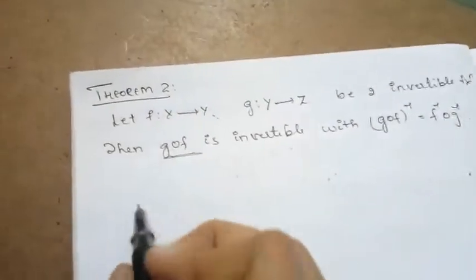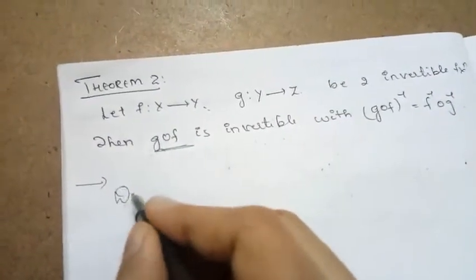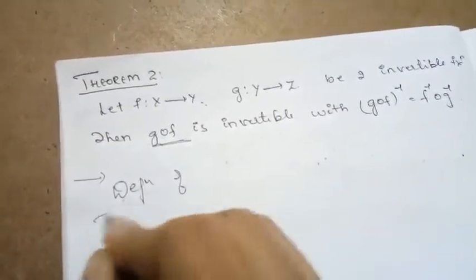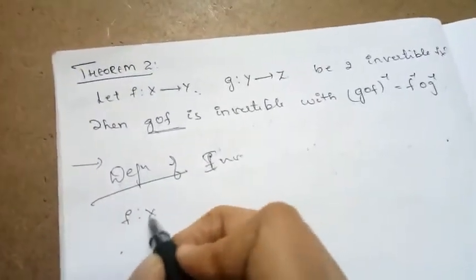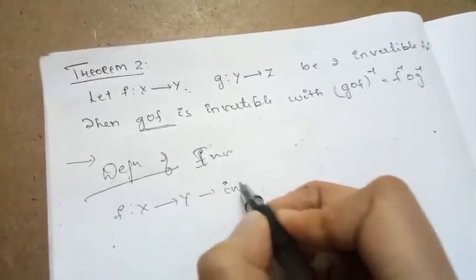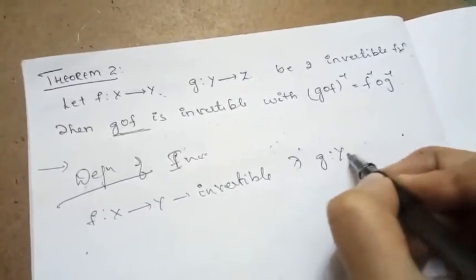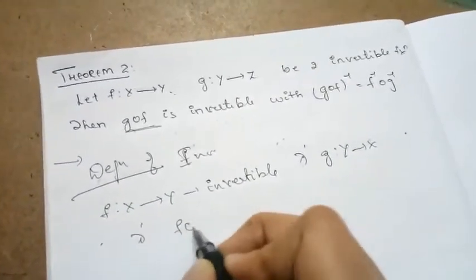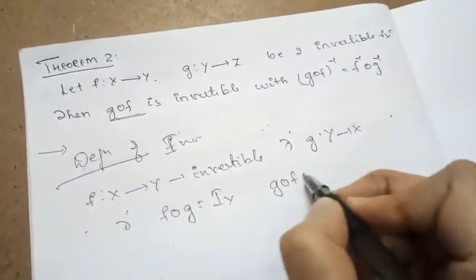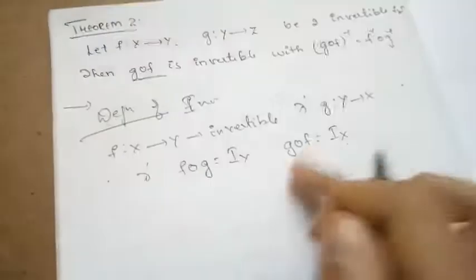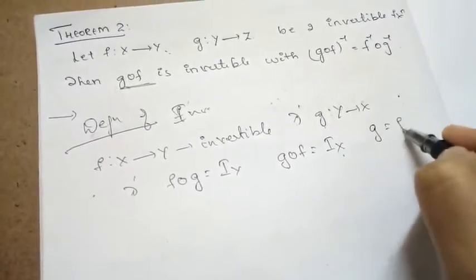So before going to this one, let us first go step by step. In the definition of an invertible function, what it is saying is that a function f from X to Y is said to be invertible if there exists a function g from Y to X such that f of g is equal to I_Y and g of f is equal to I_X. Then we say that g is our inverse function, where g is equal to f inverse.